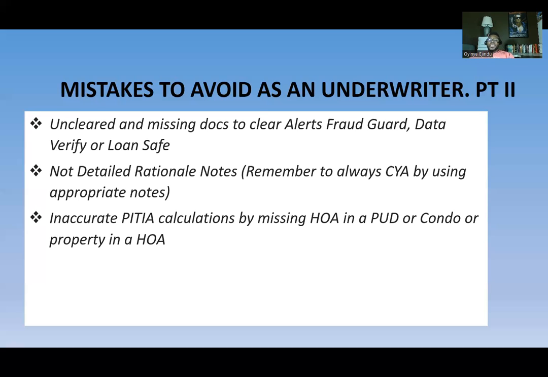Another one is inaccurate PITIA calculations by missing your HOA, PUD, or condo fees. For properties that are in an HOA, if you miss the HOA, you don't add it to your principal and interest, tax, and insurance calculations. Or if you miss your mortgage insurance, or if you have flood insurance, if you miss any of these things, it could throw your PITIA off. And if it throws your principal, interest, tax, and insurance payments off, it puts you in a bad position, because now the capacity is off, and when the capacity is off and it throws your calculations off, it becomes a problem.